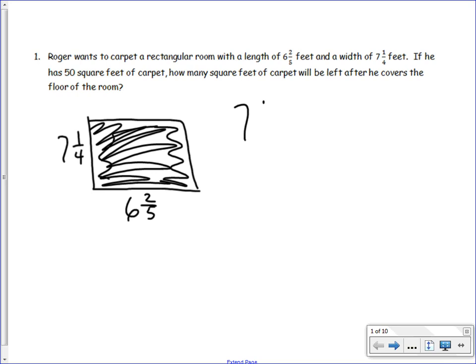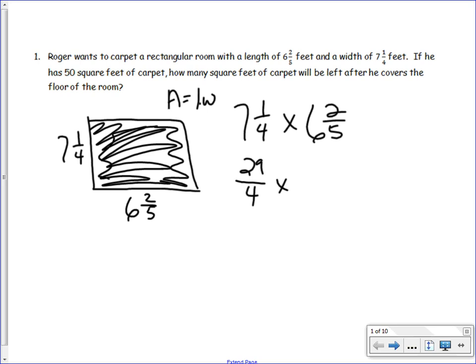I'm going to take 7 1/4 times 6 2/5 to find the area of a rectangle. It's length times width. That's why I'm taking those two measurements. So the first thing I do here is change my mixed numbers to improper fractions. 4 times 7 is 28 plus 1 is 29. 5 times 6 is 30 plus 2 is 32.